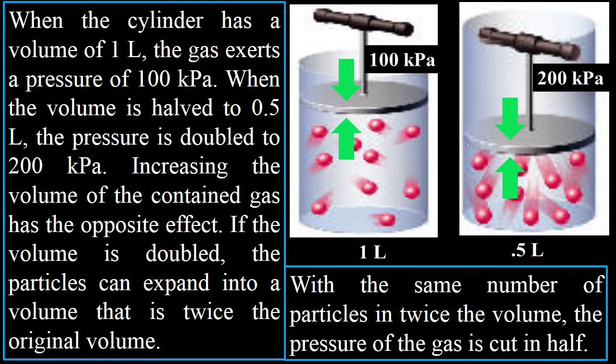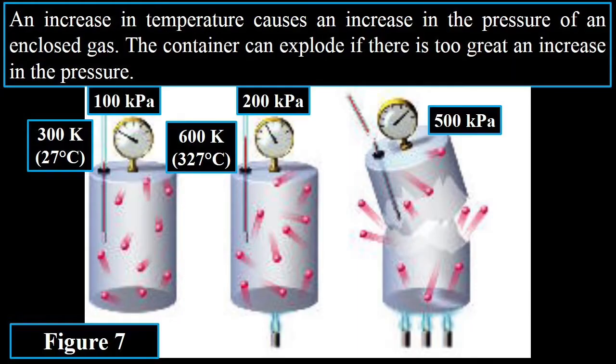So now we're going back to where we were. But remember, in order to understand a chemical reaction, you have to understand the physical environment. It is important to understand some of the physics. So we do some physics in chemistry. Not a lot, but a significant amount. An increase in temperature causes an increase in the pressure of an enclosed gas. The container can explode if there is too great an increase in pressure.